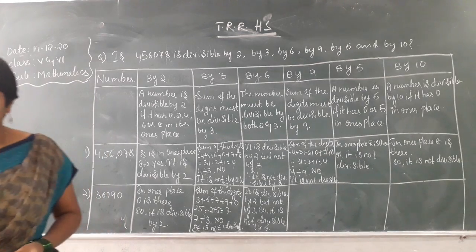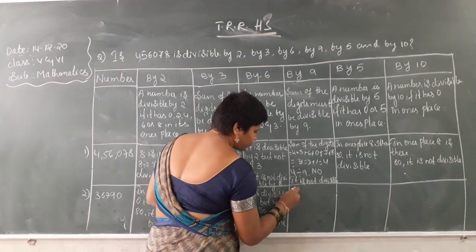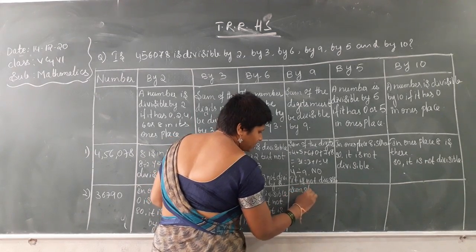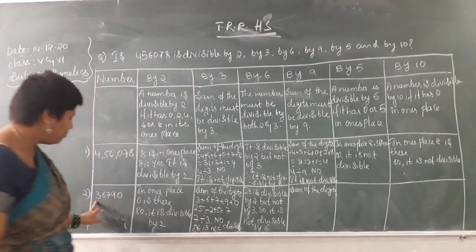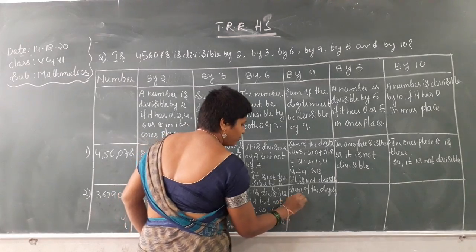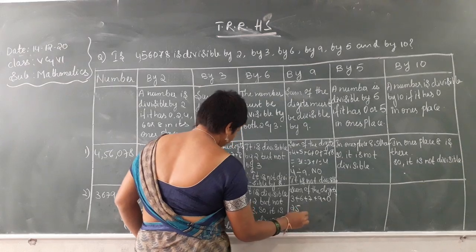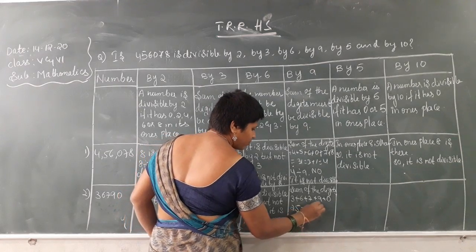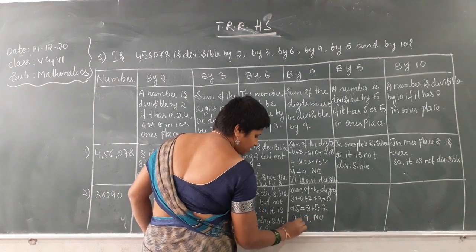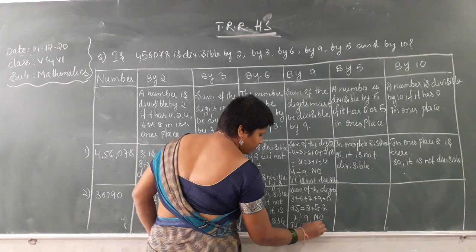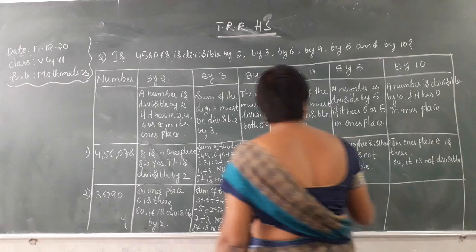Now coming to 9. So 9 is what again? Sum of the digits. So write down here sum of the digits. We add up all these digits. So what are they? 3 plus 6 plus 7 plus 9 plus 0. How much? 25. Okay. Again 2 plus 5 how much? 7. So is 7 divisible by 9? No. So it is not divisible.